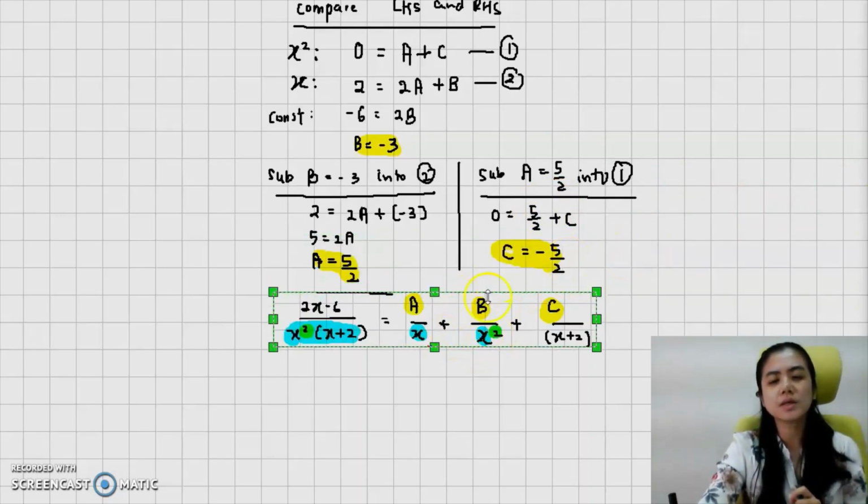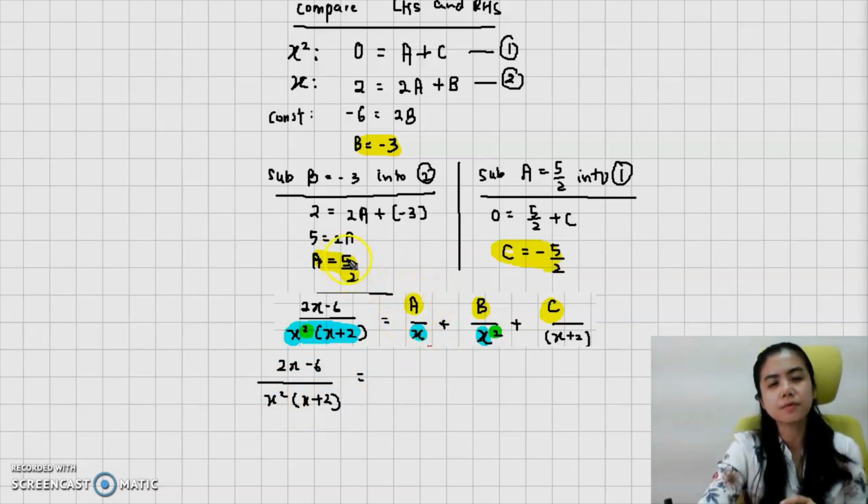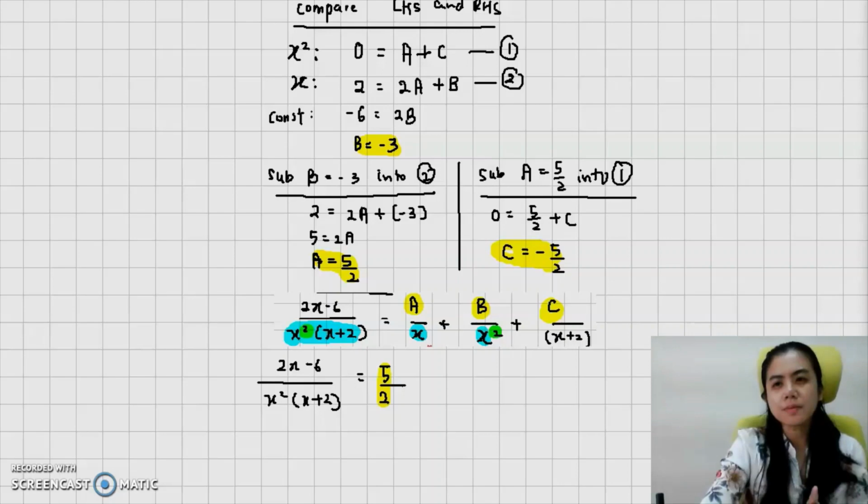Okay, initially this is a general form. We're going to substitute. So you're going to have 2x minus 6 over x squared, x plus 2 equals to, okay, what is your A? Your A is 5 over 2. That is your A. And don't forget to write back the x. You have the x here. It's over x, right? The A is 5 over 2. Just write it that way.